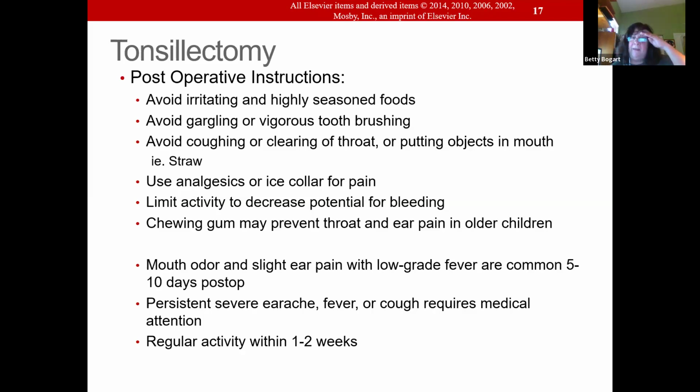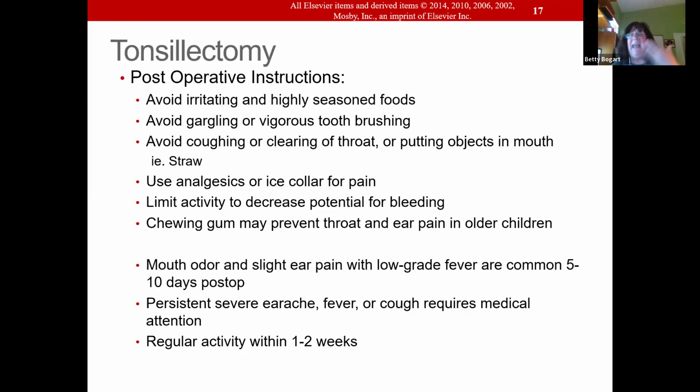So that being said, no irritating or highly seasoned food. You wouldn't give orange juice to this child. That would burn, right? Or you wouldn't give anything with hot sauce or too spicy. You're not going to gargle. Can you imagine gargling? One of those scabs will come off and you will bleed. And I've seen children bleed clots a week after surgery of tonsils.